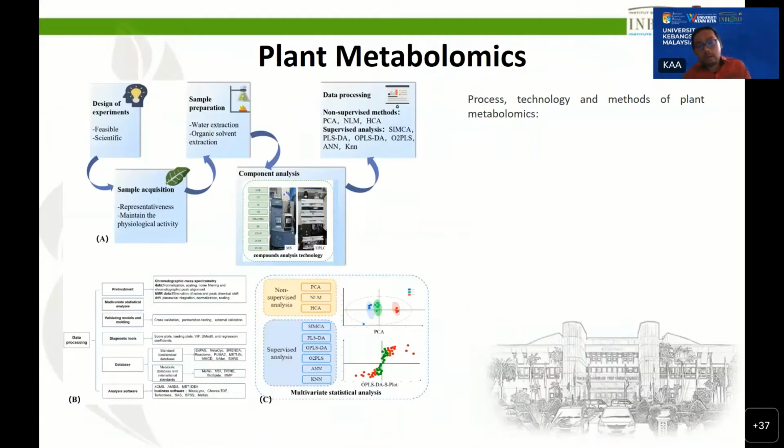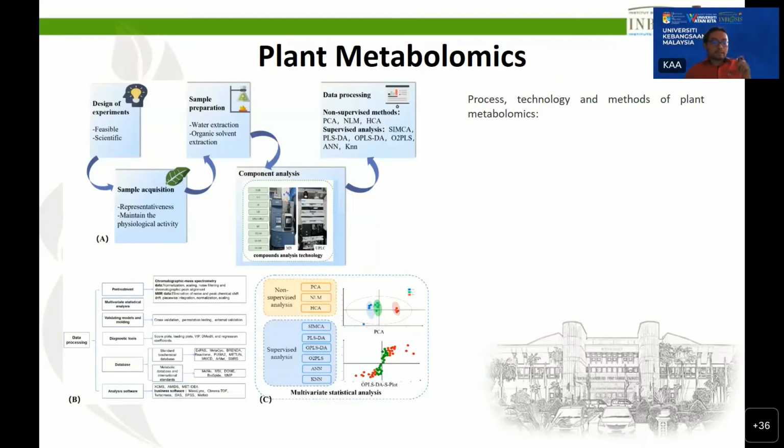Right, so we're going to go a bit deeper into plant metabolomics. Here is a schematic diagram that shows how plant metabolomics is carried out. Again, you have your design of experiments, then you have your sample acquisition and sample preparation, and then you subject the samples to an analytical instrument to do further sample analysis, followed by data processing.